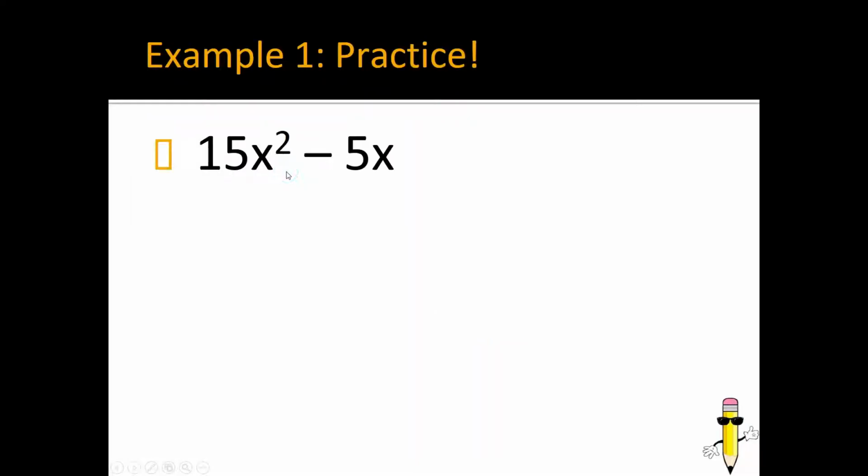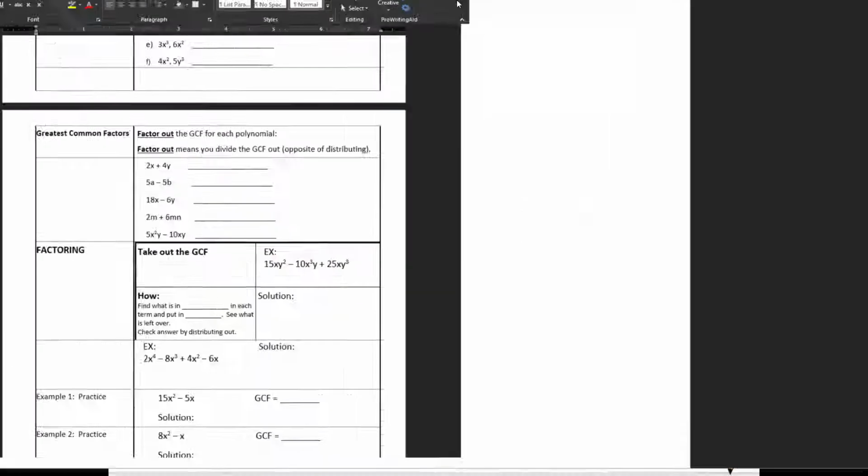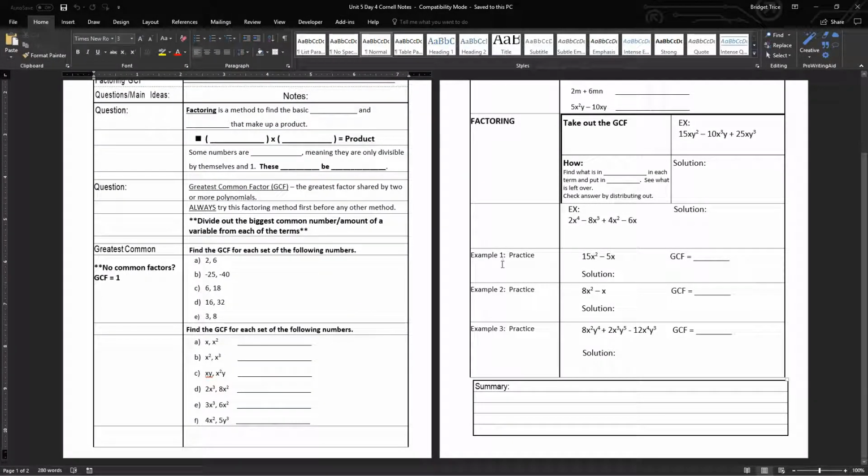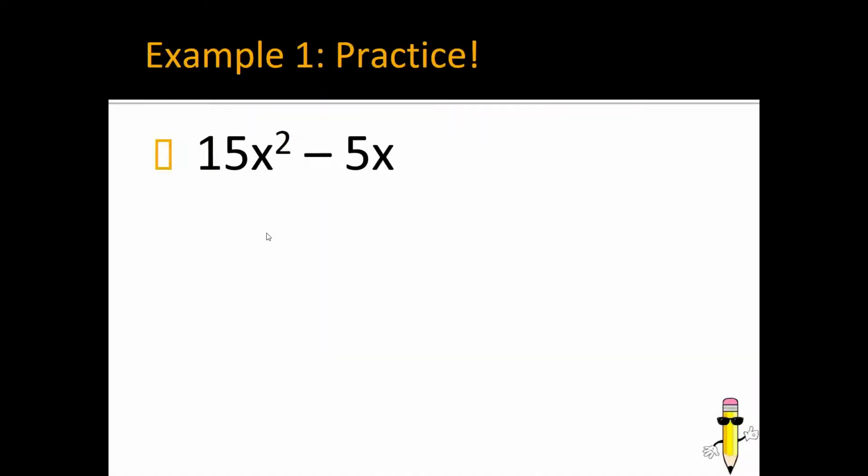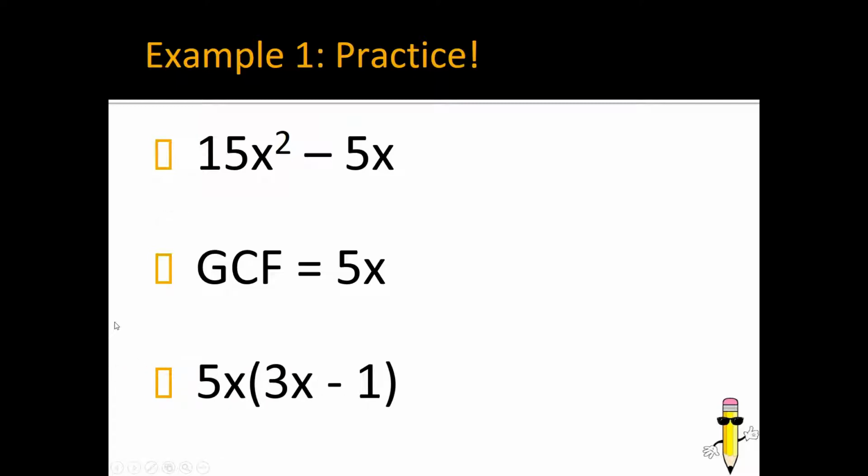Now we're going to do some practice, and just to let you know, in our notes we should be on the second page, where it says Example 1 Practice. I want you to distribute the 15x squared minus 5x and see what you get. If you went ahead and pulled out the greatest common factor, you should have gotten 5x, and then you can rework the problem to be 5x times 3x minus 1.